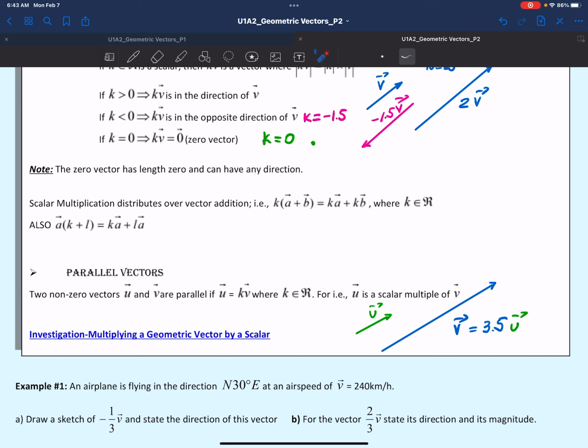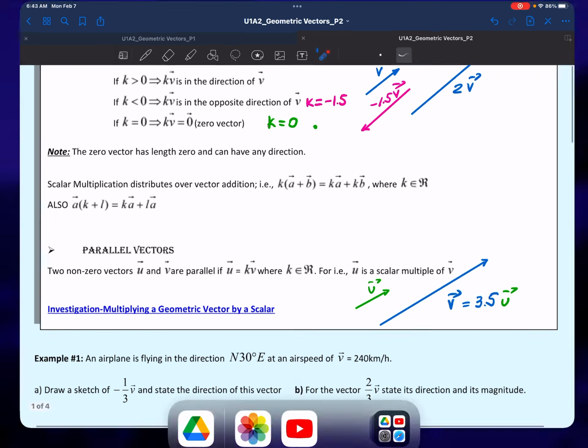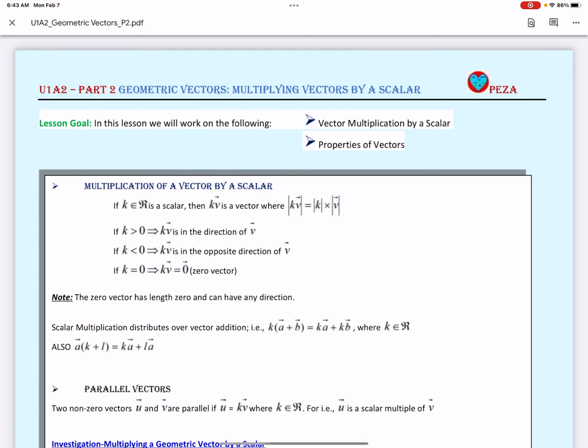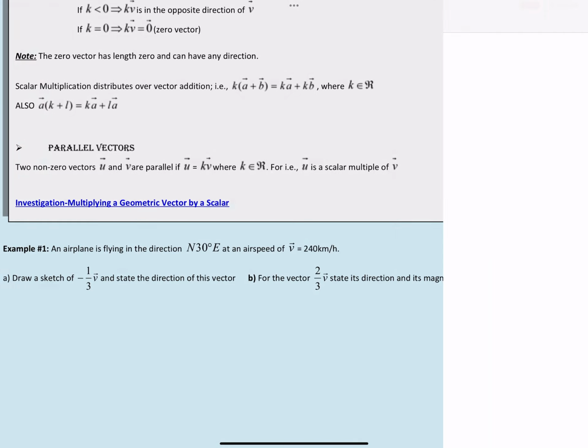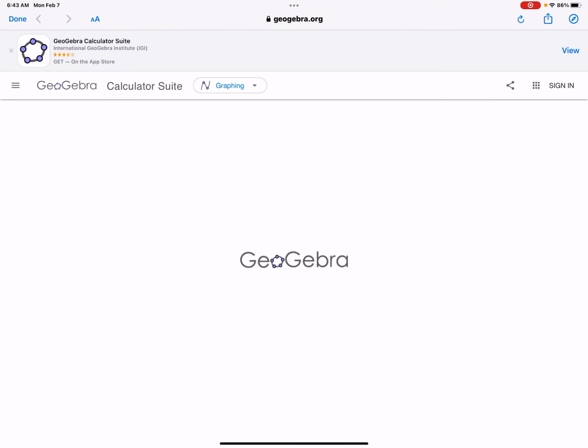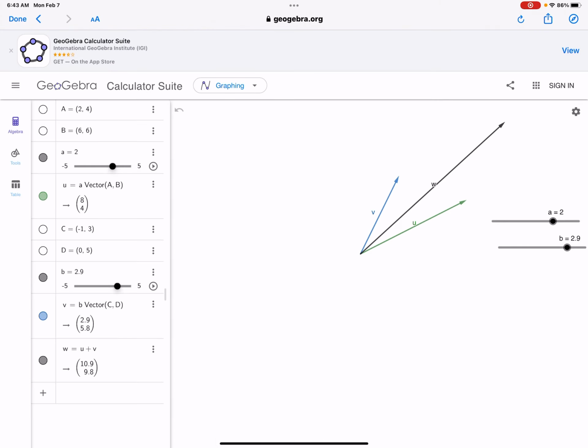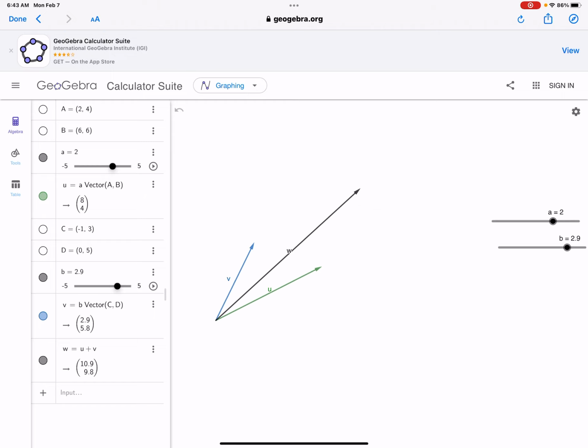Now, let's take a look at a fun exercise on GeoGebra. So I prepared this lesson, and hopefully it will make sense. And here we go. First, I want to explain the diagram a little bit. So we have vector u, the green one, and vector v, the blue one. For vector u, we have a slider a.